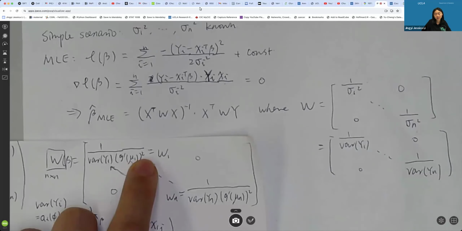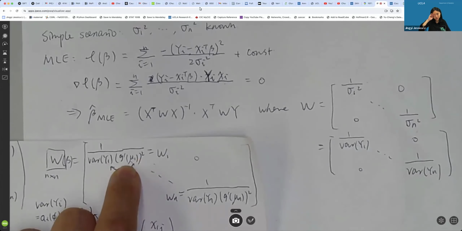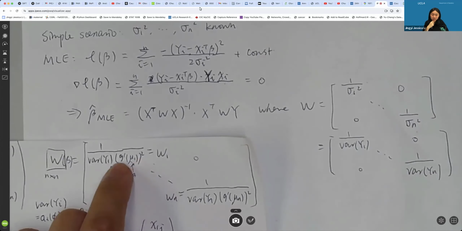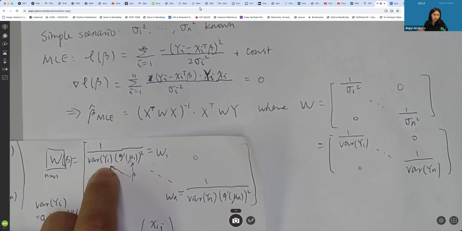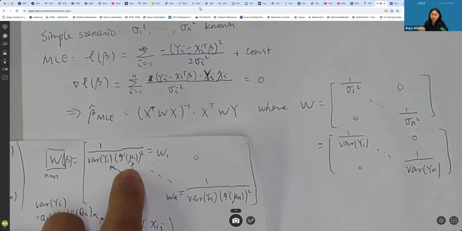That's what we have. And also, for some of you who might have learned about the delta method in statistics, this is very similar to the delta method. It's just like we are going to transform yi by function g, but we want to approximate the variance of the new variable g of yi. Then this is actually the delta method's approximate formula for the variance of g of yi. So we're basically doing that.